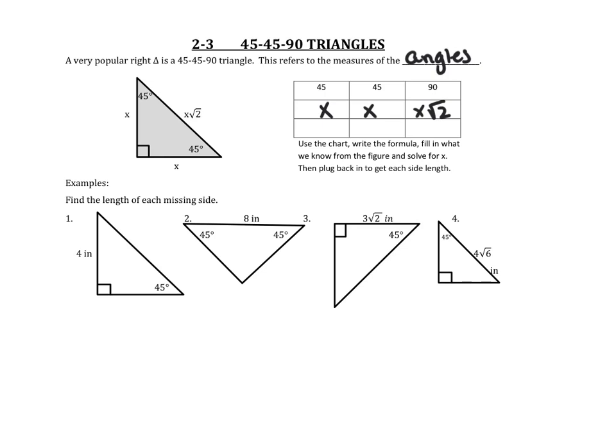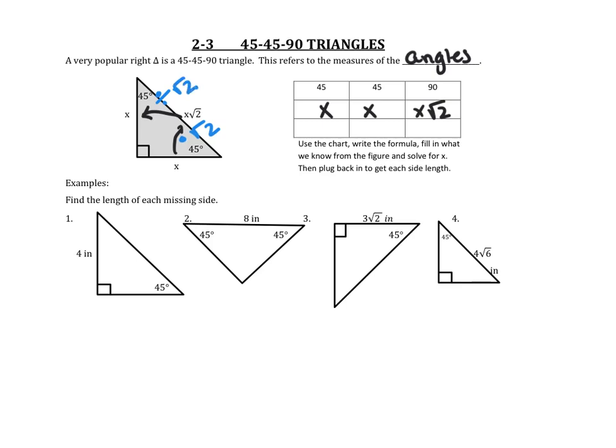To go from the legs to the hypotenuse, we want to make it bigger, so we are going to multiply by root 2. If we wanted to go from the hypotenuse to a leg, then we want to make it smaller, which means we would divide by root 2.